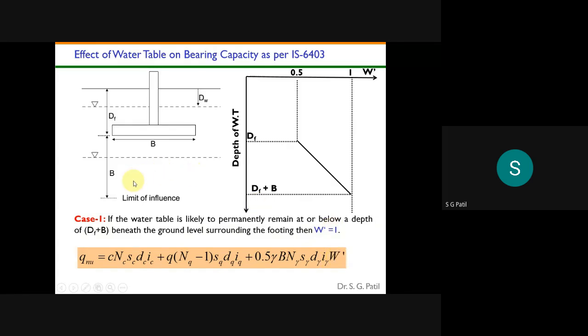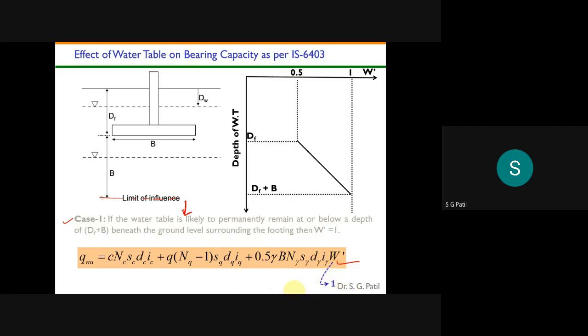So this water table correction will be one value. That means case number 1 is somewhere like this. Let me draw a figure here. So this is the case. This is the limit of influence. If the water table is fluctuating from this level downwards, then that is my case number 1. In that case there is no need of any correction at all. That means your correction factor for the water table is 1 here.